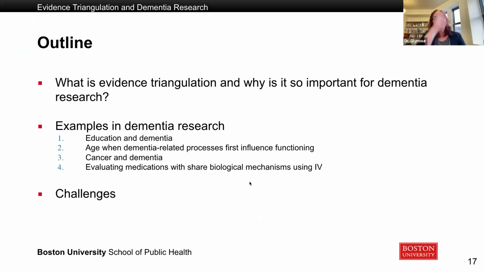All right, so that's the background on evidence triangulation, why it's important for dementia research, and some of the approaches. Now I'm going to talk about some specific examples from my group that we've been pursuing over the last few years.